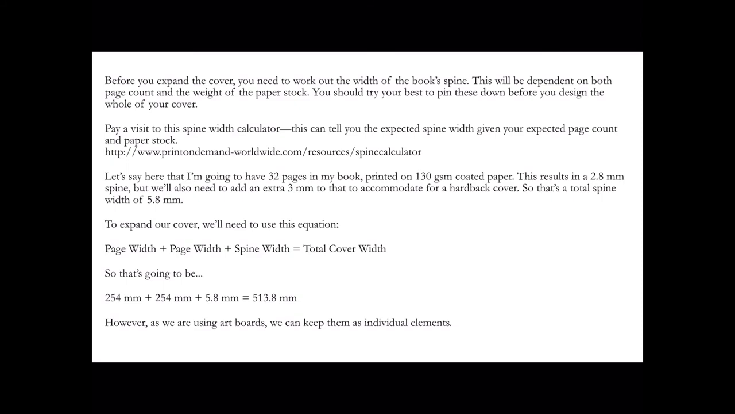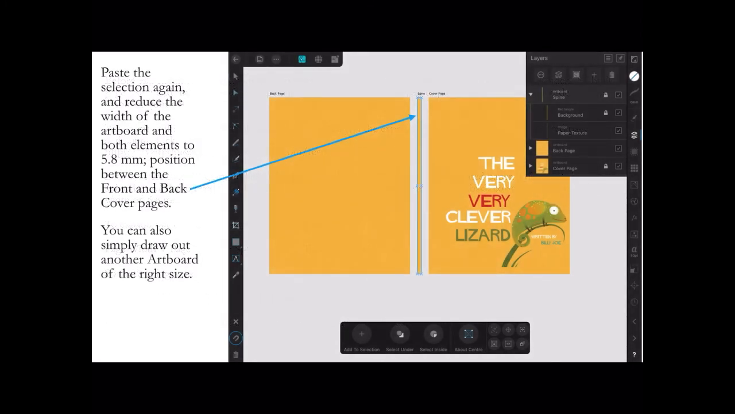Now, as we're using artboards, we can keep all this as individual elements. And before I proceed, you can see there's the spine in the middle, the cover on the right, and the back cover on the left. So, paste the selection again that you used to make the back cover, reduce the width of the artboard and both elements to 5.8 millimetres, so make sure they're all selected before you try and reduce them, otherwise you'll leave some behind.